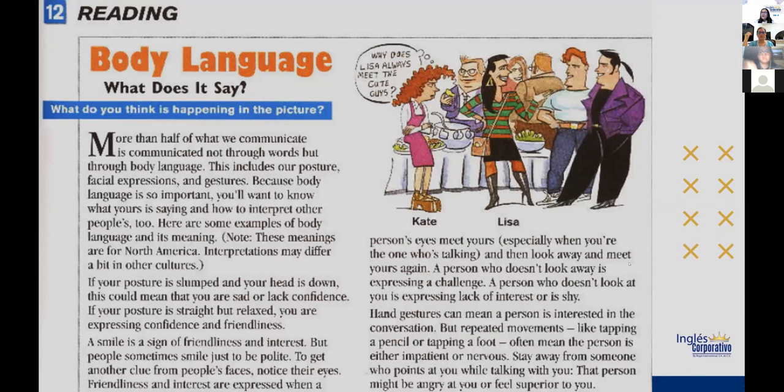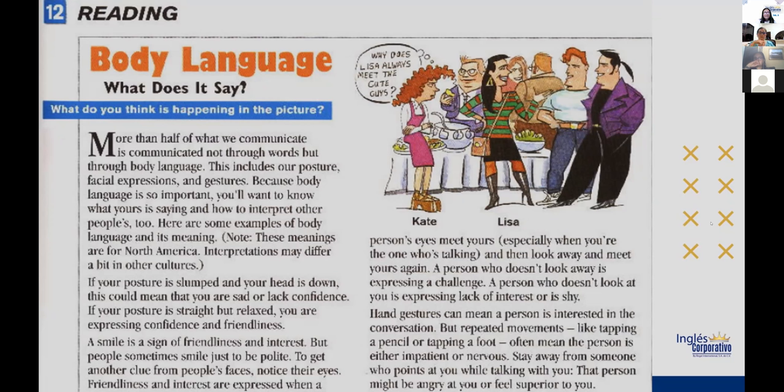Okay, and then look away and meet yours again. A person who doesn't look always is expressing a challenge. A person who doesn't look at you is expressing lack of interest and or is shy. Like somebody is talking and you don't look at that person, probably you're not interested in what the person is saying, or probably you're shy, so you cannot have the eye contact, right? Okay, hand gestures.